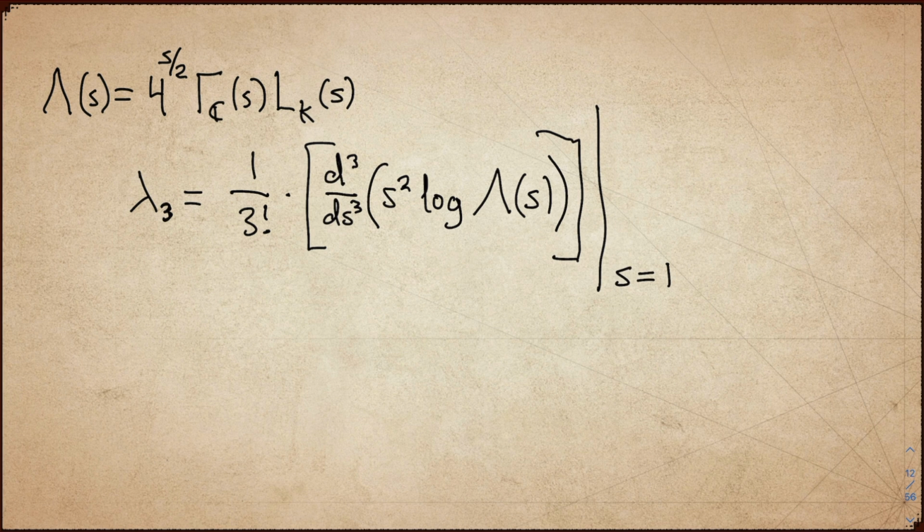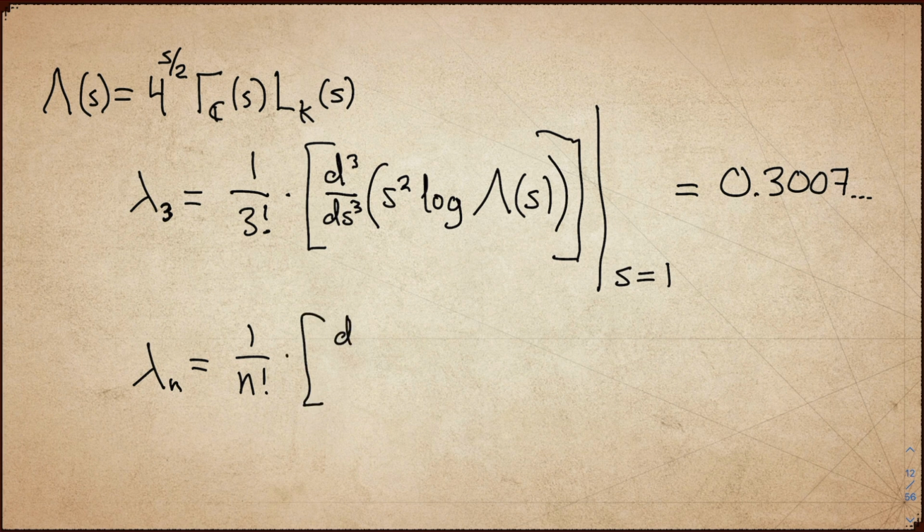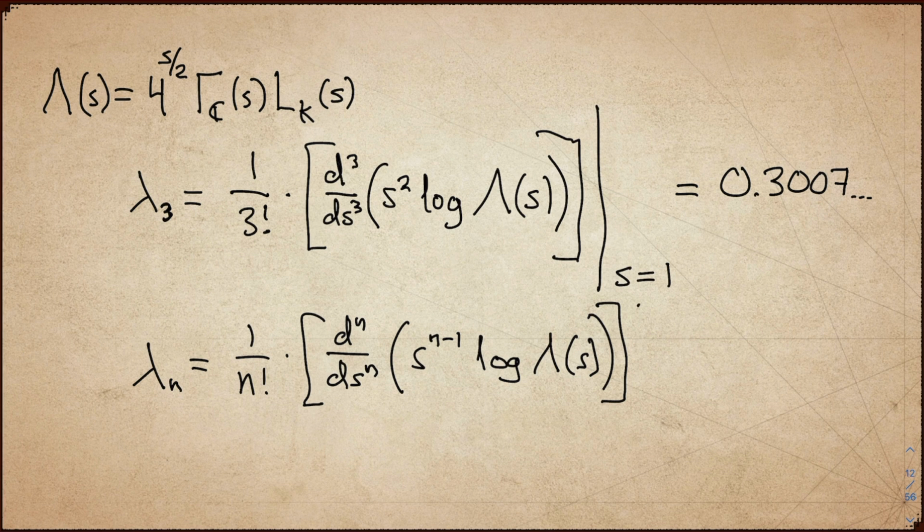Of course, I'm not doing this in my head. That would be a party trick if there ever was one. I am using Sage, and I get that lambda 3 of this L function is 0.3007. That's rounded to 4 decimals. You don't have to use 3 here, of course. The general definition of the nth Keiper-Li coefficient is lambda n equals 1 over n factorial times the nth derivative of s to the n minus 1 times log of capital lambda of s. That function evaluated at s equals 1.